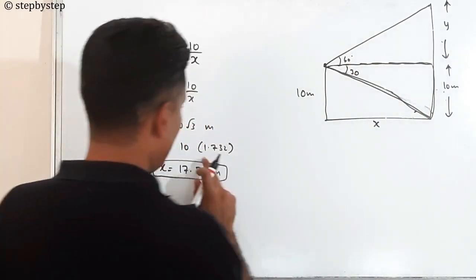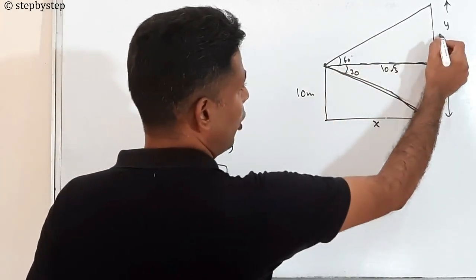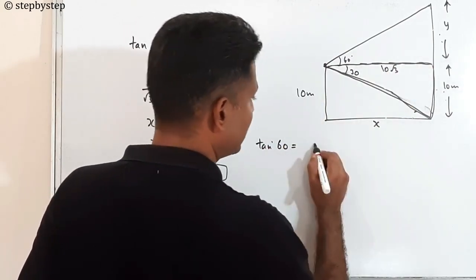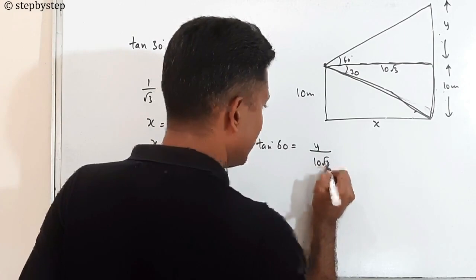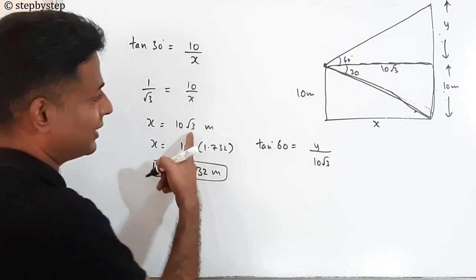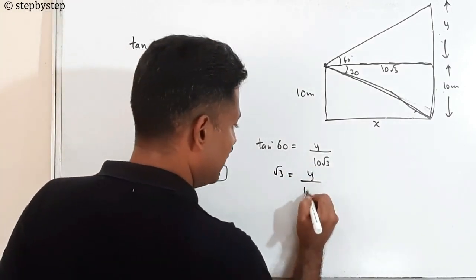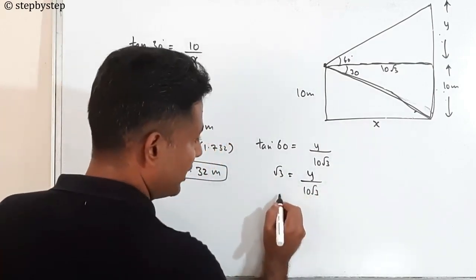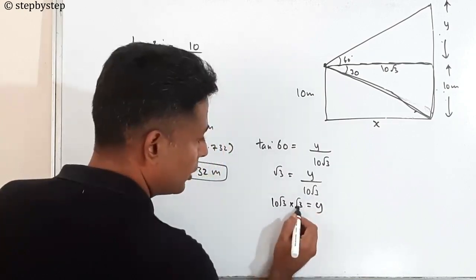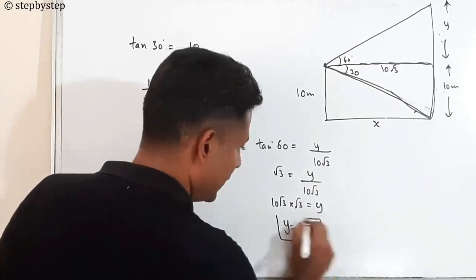Now taking the second triangle to find this. So we got this, I'll write it as 10 root 3 itself. Now this angle, opposite and adjacent. So tan 60 degrees equals opposite, that is y, by adjacent, that is 10 root 3. I have not taken it as 17.32. For calculations I will always use this kind of values. So tan 60 is root 3, equal to y by 10 root 3. Transposing, we get 10 root 3 into root 3 equals y. Root 3 into root 3 is 3. 3 into 10 is 30. So we get y equals 30 meters.